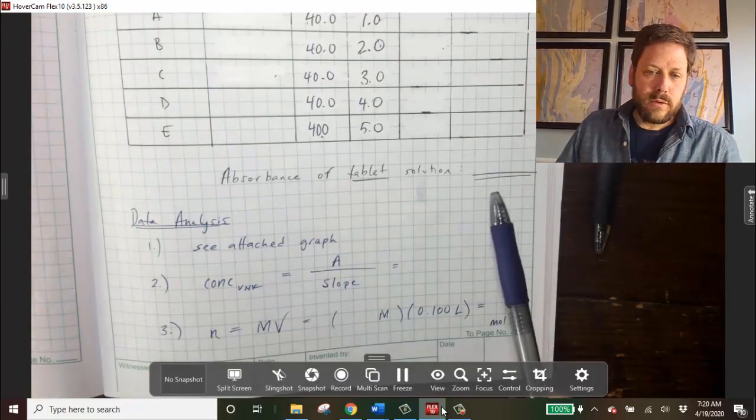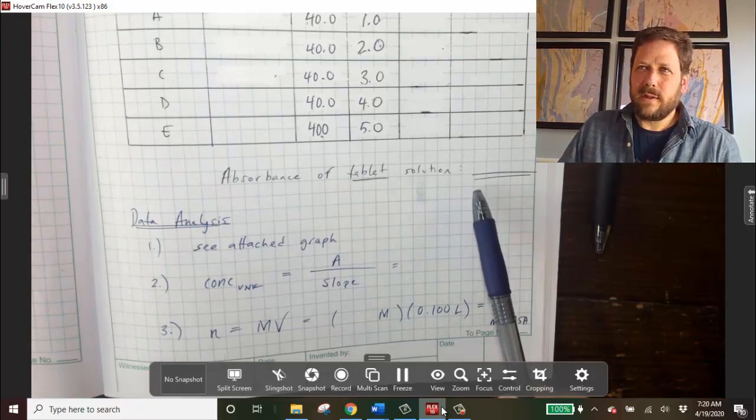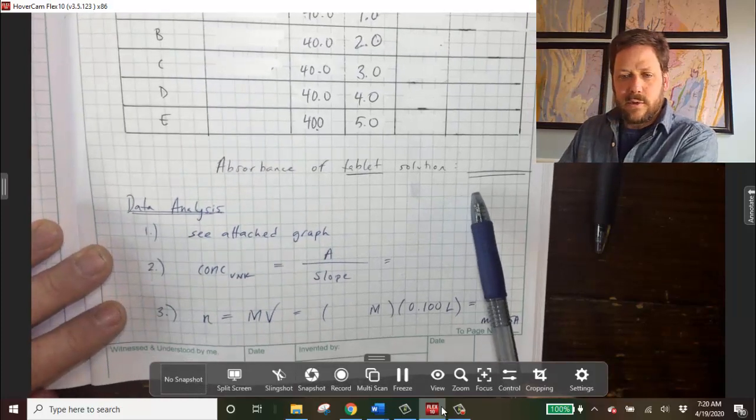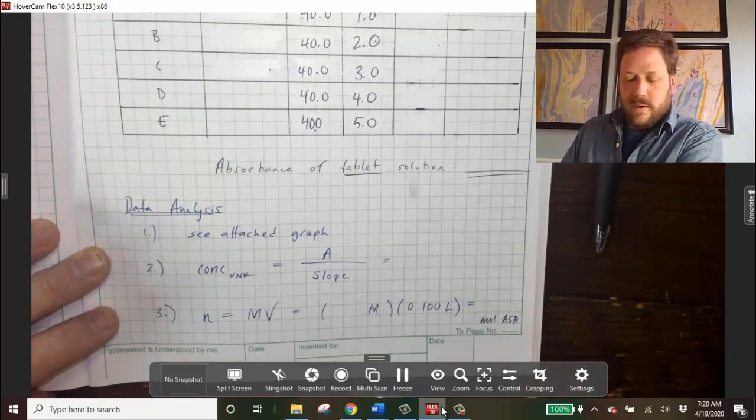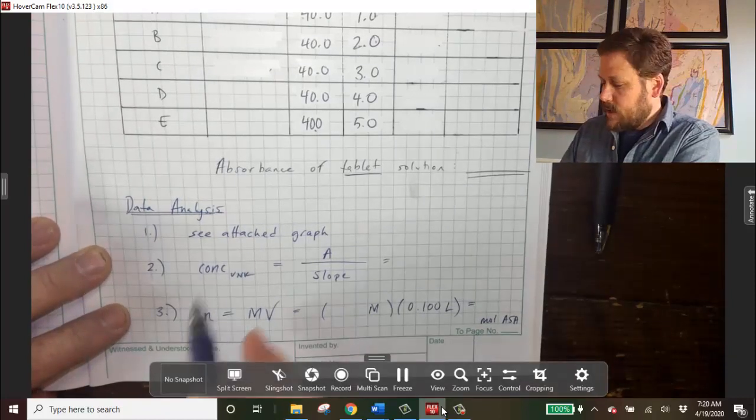Now, we also recorded the absorbance of the tablet solution, and I think it was 0.267 if I remember correctly, and you'll want to get these numbers from the video. Then we have 5 questions in data analysis. The first question says see attached graph.